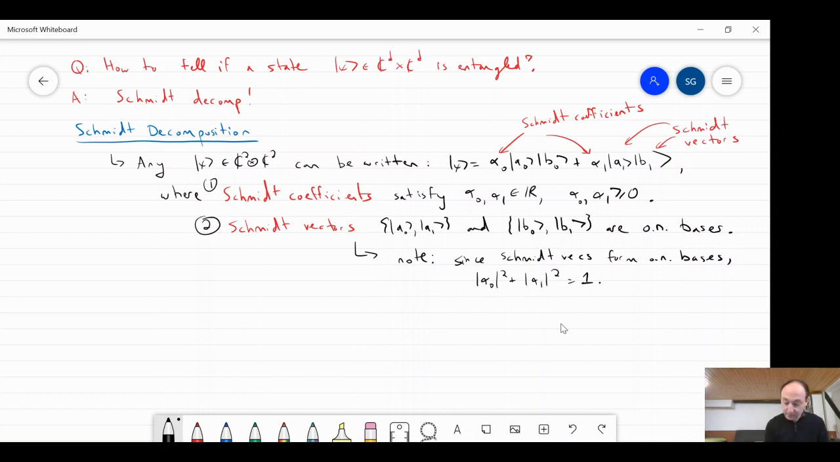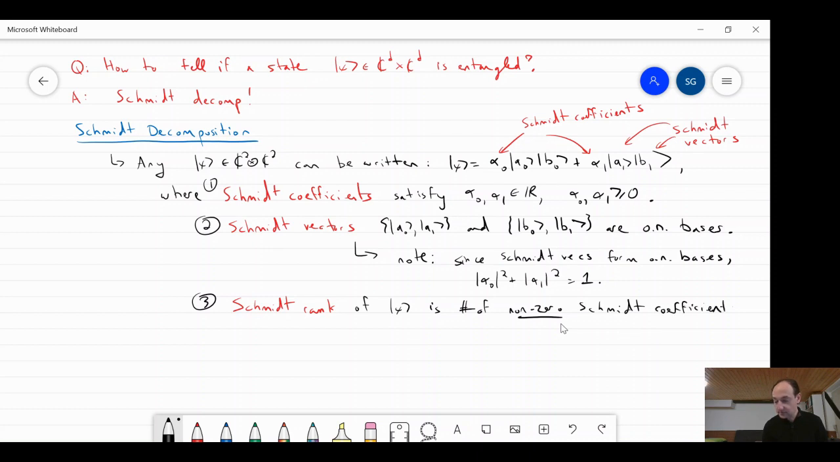And the third definition I want to give is the Schmidt rank, which is very important for us. The Schmidt rank of psi is the number of non-zero Schmidt coefficients. So it's the number of these alpha 0 and alpha 1 which are non-zero.